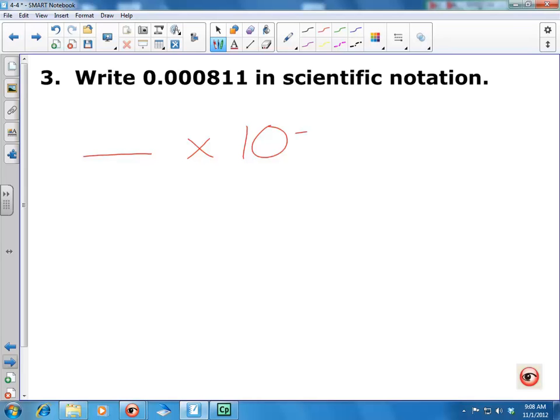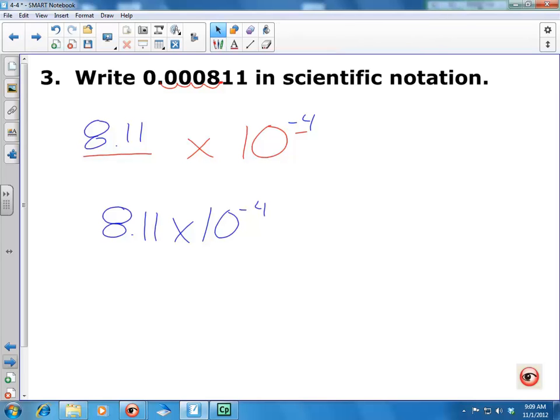Now, let's take a look. Where is my decimal going to be in this question whenever I move it? Where does it have to stop in between? Yeah, right. I have to move it to right here. So I'm going to count 1, 2, 3, 4. Since I moved that 4 places, I know that my exponent is going to have to be -4. And I know that my number up here is going to have to be 8.11. So my answer for that would be 8.11 times 10 to the -4th power. And that's it. Not that hard, right?